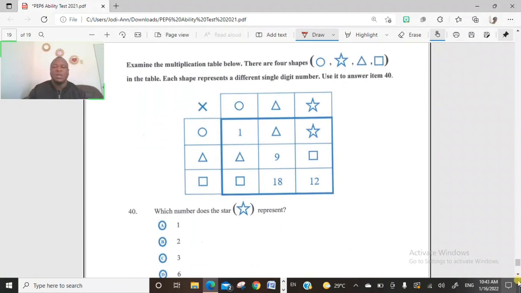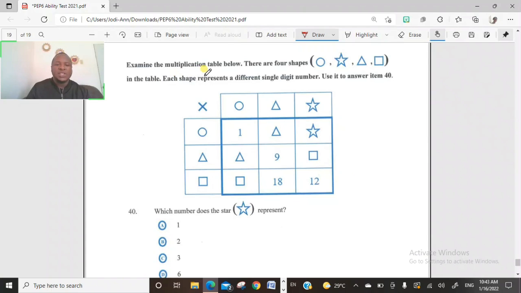It says, examine the multiplication table below. There are 4 shapes. And there are 2 ways to go about this based on what I'm seeing. I have picked up an easy way to answer this question already. But this question can be seen as difficult because our teachers were asking me to work this one out for them. So I know it must have been difficult for you guys if teachers are asking me to work this one out.